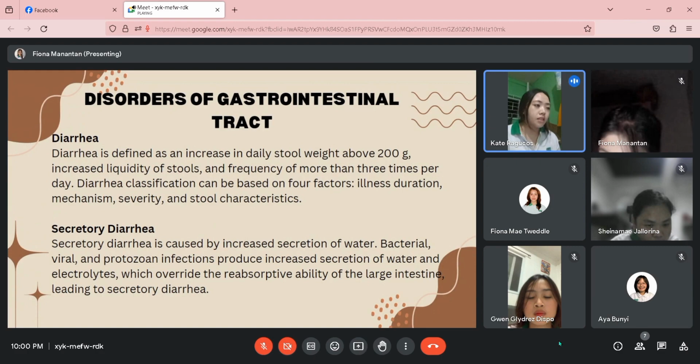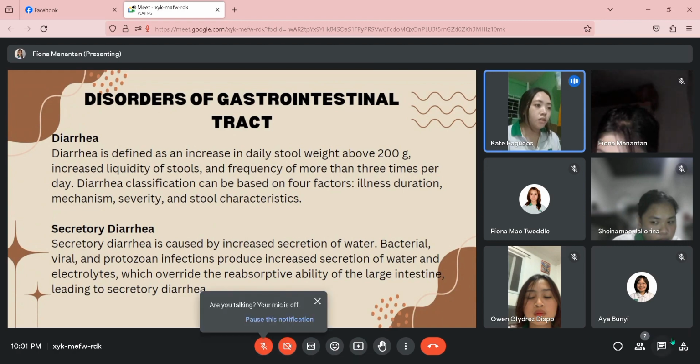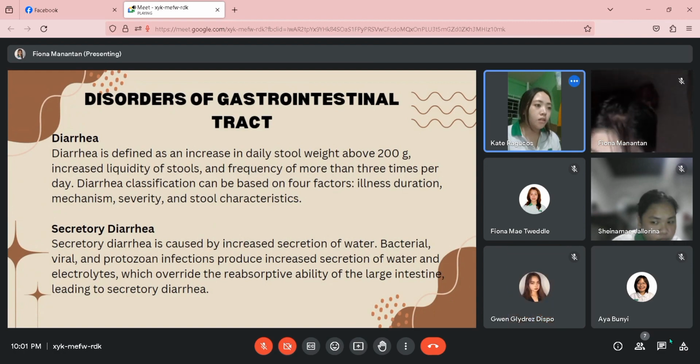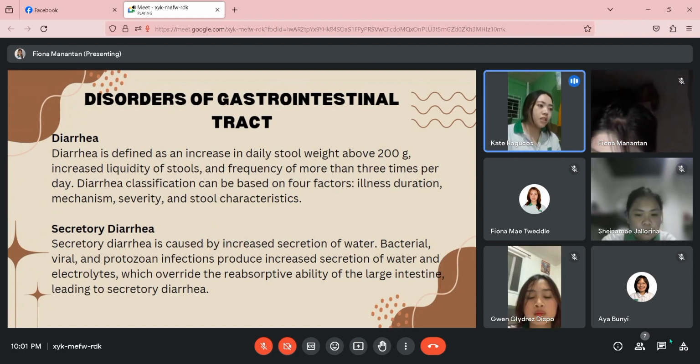Other causes of secretory diarrhea are drugs, stimulant laxatives, hormones, inflammatory bowel disease, Crohn's disease, ulcerative colitis, lymphocytic colitis, diverticulitis, endocrine disorders such as hypothyroidism, Zollinger-Ellison syndrome, lipoma, neoplasms, and collagen vascular disease.